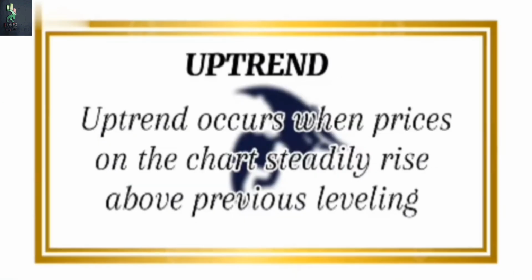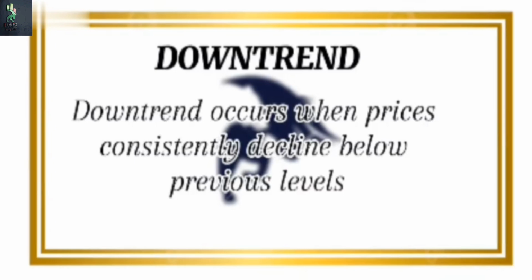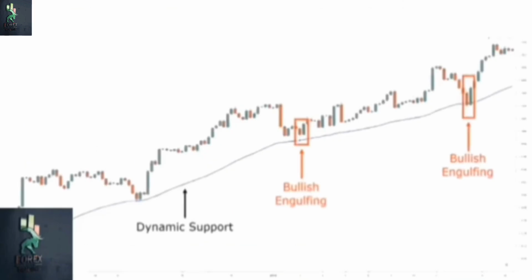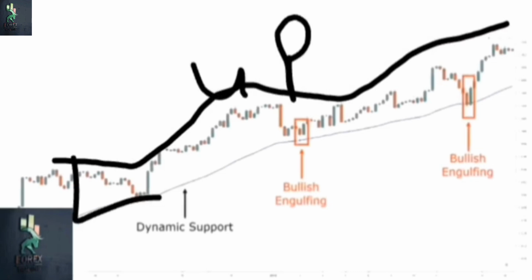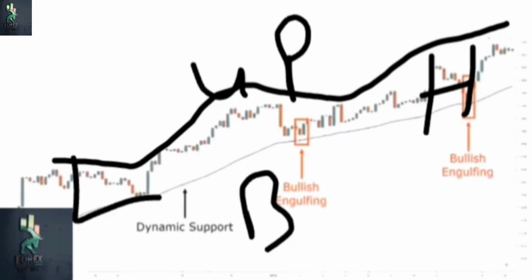An uptrend occurs when prices on a chart steadily rise above previous levels, while a downtrend happens when prices consistently decline below earlier levels. Okay, so in this example, we can see that the candlesticks are gradually ascending. In this case, the chart is in an uptrend, moving from lower to higher levels. The chart has formed higher highs and higher lows, a concept we'll explore in another video. Since it's an uptrend, it's likely that we would place a buy order.